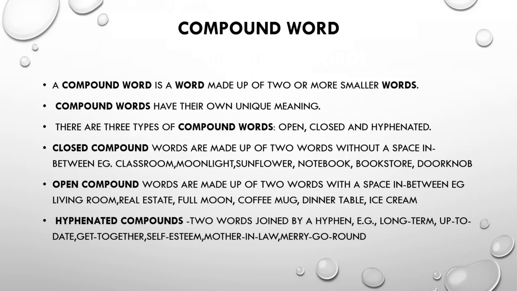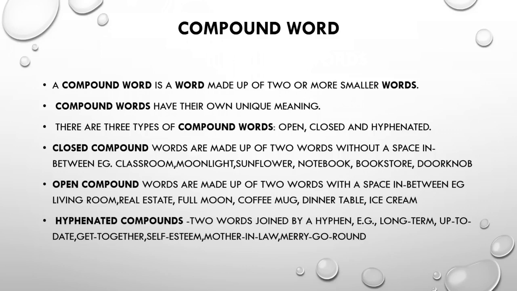Then you have some words known as open compound words. Open compound words are made of two words with a space between them. If you take the example, one of the example words is living room, where living is one word and room is another word, and you leave a space between these two, but they are taken together and have a single meaning. Then you have the word real estate: real, and after that you give a space and write the word estate. Then full moon. Similarly, full is written and after a space you write the word moon, and it's taken together.